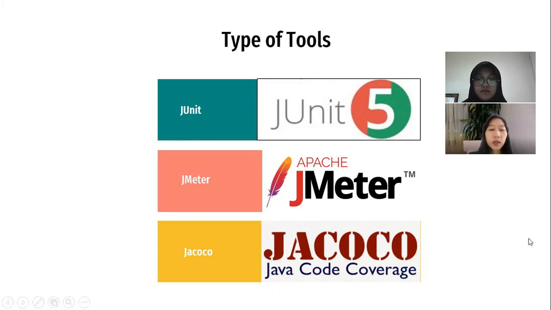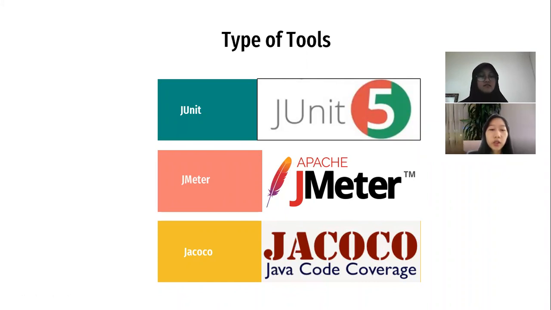And the second is JMeter. The Apache JMeter application is open source software, a 100% pure Java application designed to load test functional behavior and measure performance. It was originally designed for testing web applications, but has since expanded to other test functions.